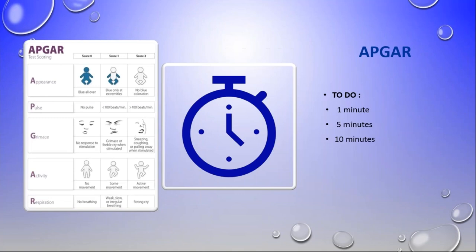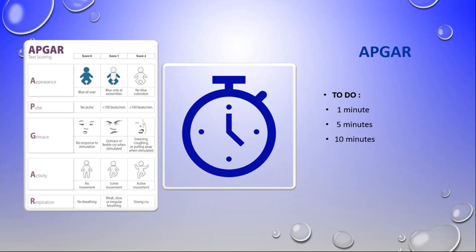So we look at appearance. If the baby's blue all over, it scores 0. If it's blue just on the extremities, it's 1. If there is no blue discoloration, it is a 2. The pulse, no pulse, it is 0. A pulse below 100 is 1, and a pulse above 100 at minute 1 is 2.